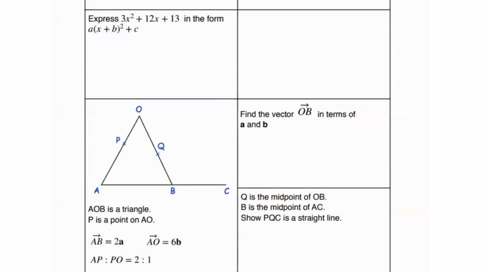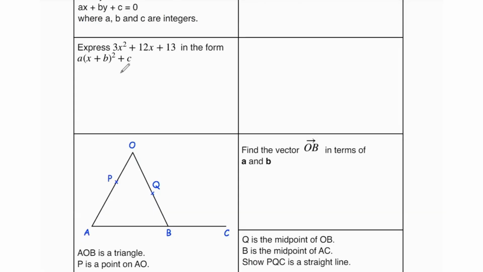Then it says express 3x squared plus 12x plus 13 in the form of a times x plus b whole squared plus c. So basically they want us to use completing the square form. For completing the square form, first you need to check whether your coefficient of x squared is greater than 1. In this case, yes, it is. So what we will do is take 3 common from the entire equation.